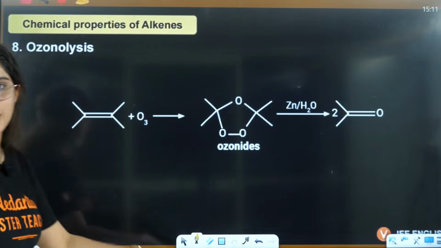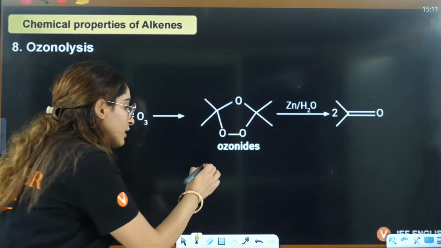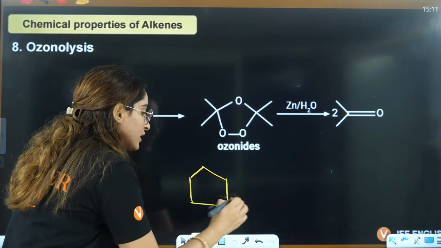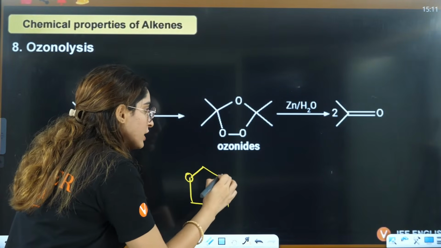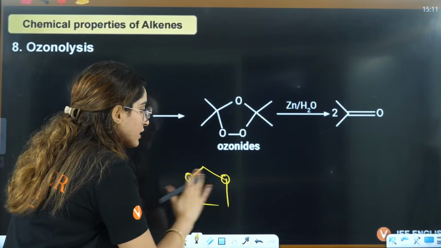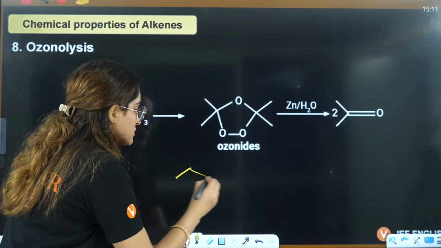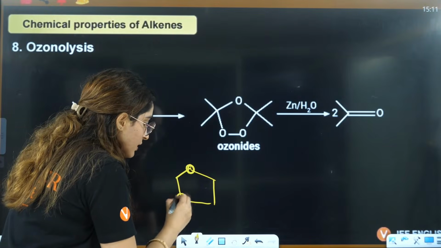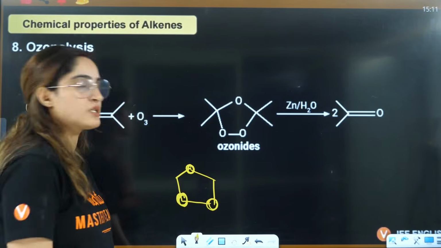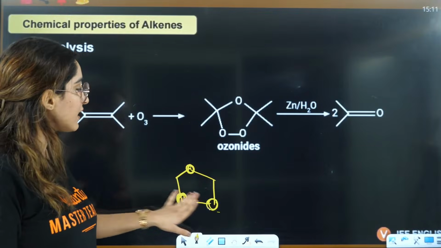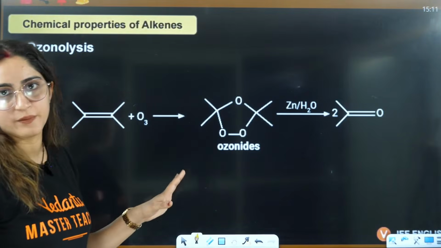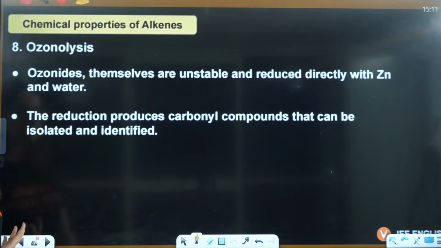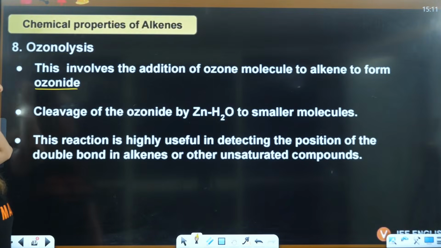Basically a hut will be formed, like a hut. Here you will have oxygen, here you will have oxygen, here you will have oxygen. Wait a minute. Yes. This thing, that thing is called ozonide. So this ozonide, you should know what is ozonide.